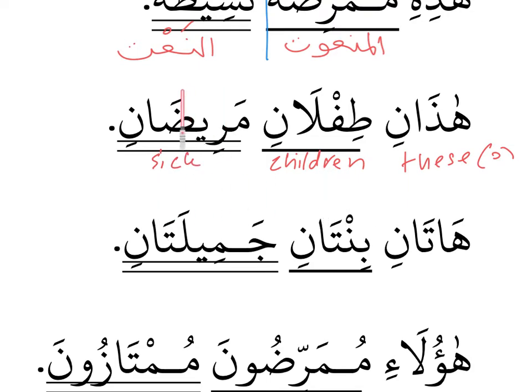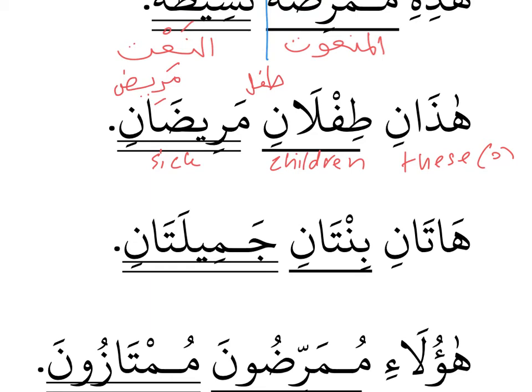If you look at the word tifl, this is in the mudhakkar form. Yeah, the mufrad word is tiflun, a child, in the muzakkar form. And if you look at the word maridan, this is from the word marid, which is also in the mudhakkar form, sick. Yeah, tiflun marid.